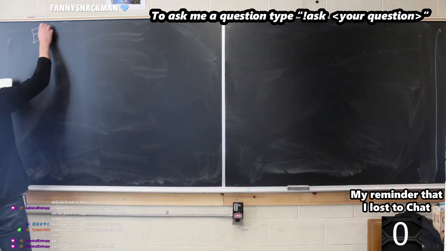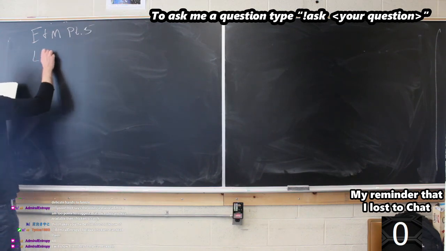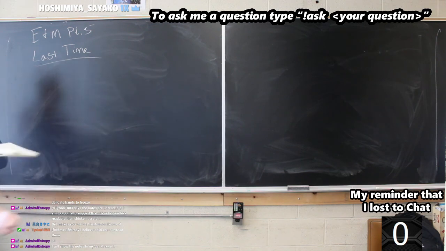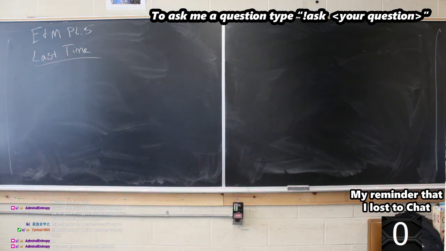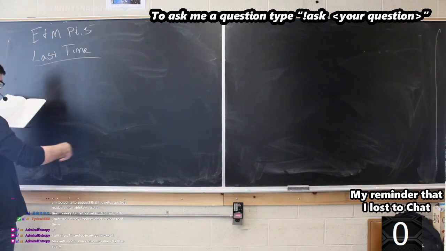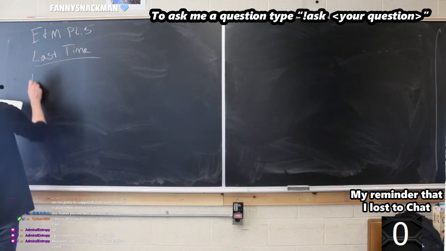Let's go on with E and M part 5. Of course, we're going to start with the last time. Last time on electricity and magnetism discussion, we talked about work and energy associated with electric charges and fields, right? We talked about work as something very specific. And do you remember what it was?